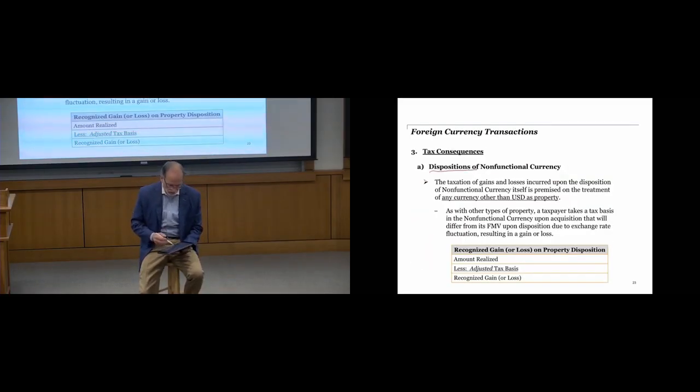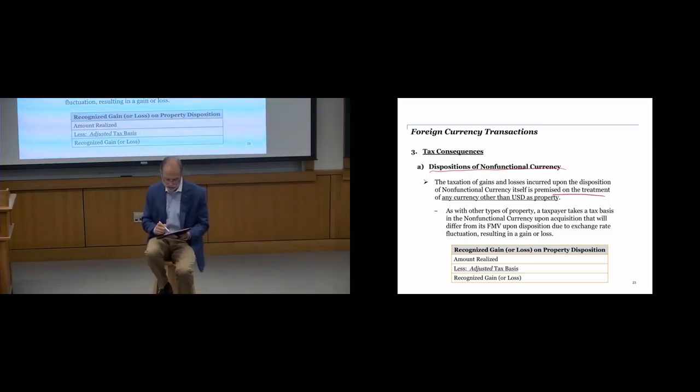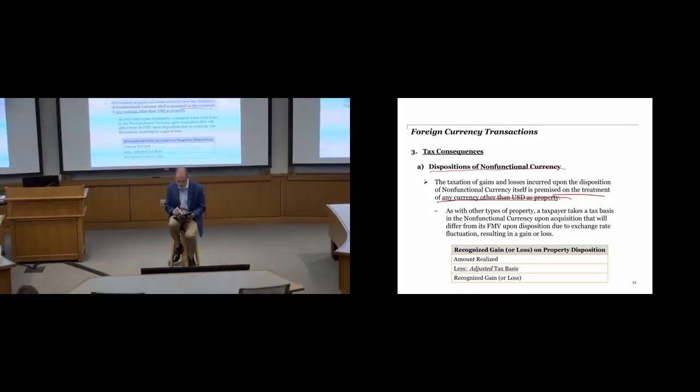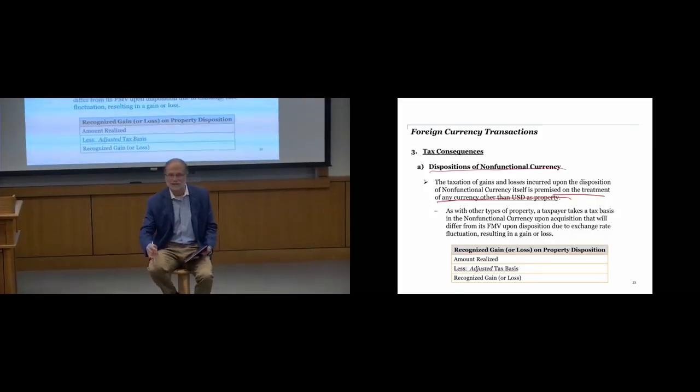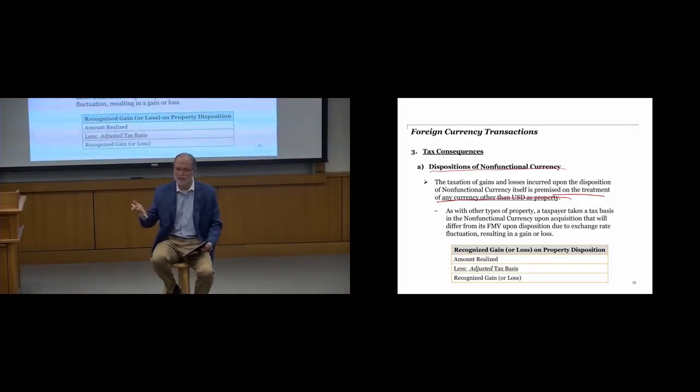Okay, so if I'm disposing of non-functional currency itself, so I'm a U.S. taxpayer, and I have on my balance sheet cash that is other than U.S. dollars, and that's what we're talking about here. So the taxation of gains or loss incurred upon the disposition of non-functional currency itself is premised on the treatment of that currency as property. So don't think of it as anything else. Yes, it is cash, it is very liquid, but it is property in the eyes of the tax code.